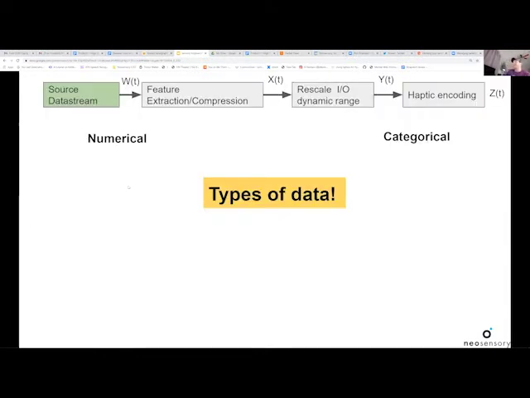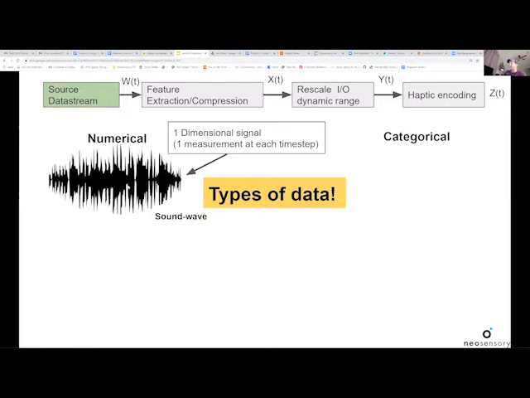Okay, so let's start talking about your source data stream for a minute. There are lots of different types of data out there, so I want to break this down real quick. Broadly speaking, there are two classes of data: numerical data and categorical data. An example of numerical data would be a sound wave, which happens to be a one-dimensional signal in this case. That means at any given point in time, you are taking one measurement, and that measurement is the sound pressure level in the environment that your microphone is picking up.